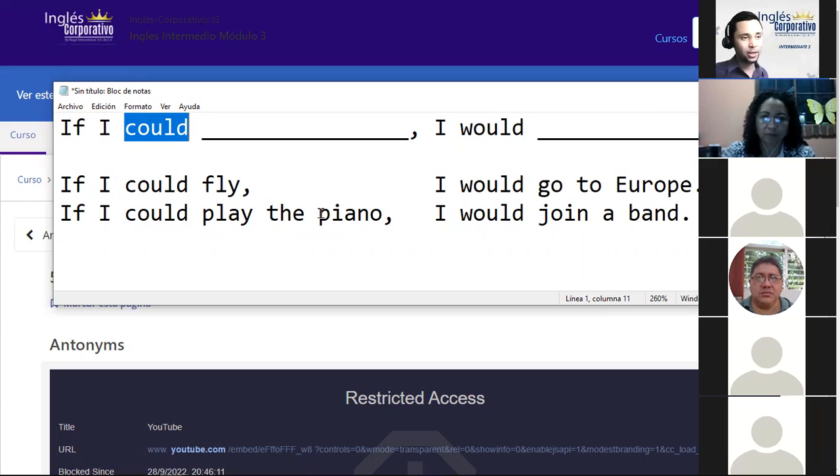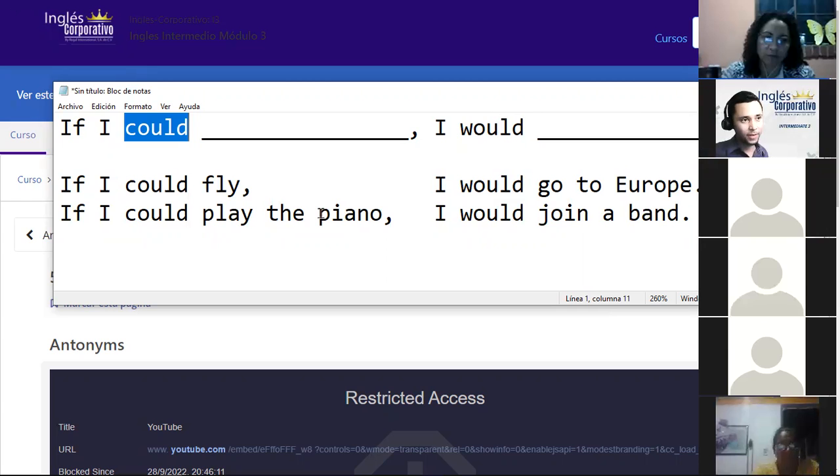¿Qué otras maneras tenemos para formular esa oración? Nady. If I could sing, I could win a Grammy. If I could sing, I would win a Grammy. Yes. Okay. If I could sing, I would win a Grammy. Okay. Yeah. Nice. Muy bien. Okay, good, good.